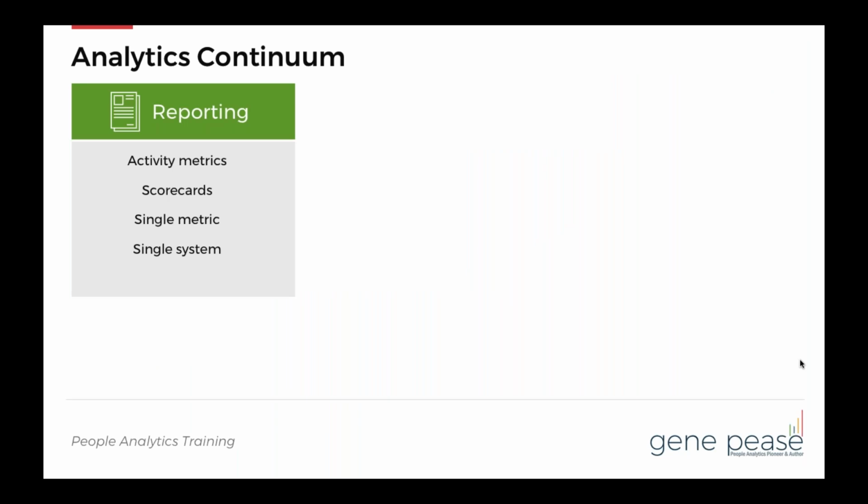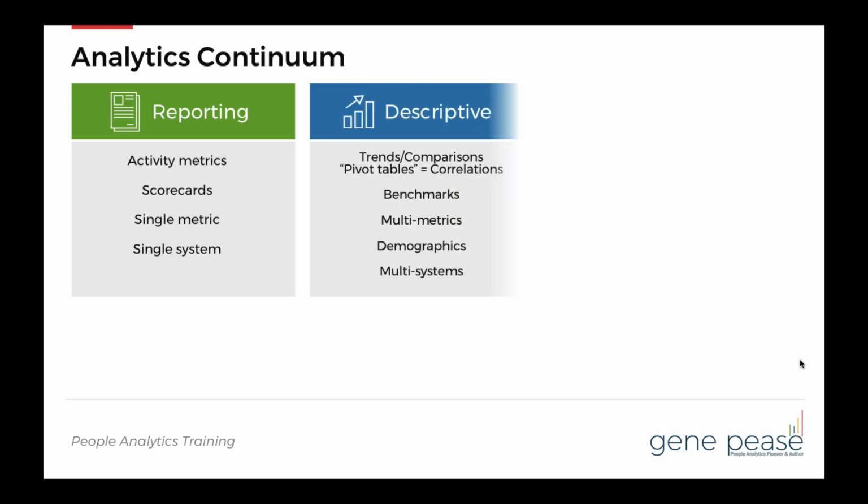Reporting, as I said, is really department activity metrics, mostly used in scorecards. It's typically single metrics and from a single system. Descriptive then is taking multi-metrics, really from multi-systems, and finding trends and comparisons. You could even begin to add benchmarks in this. It's typically using Excel pivot tables to find correlations. So you're finding relationships in this different data that you can't find by just strictly doing reporting.